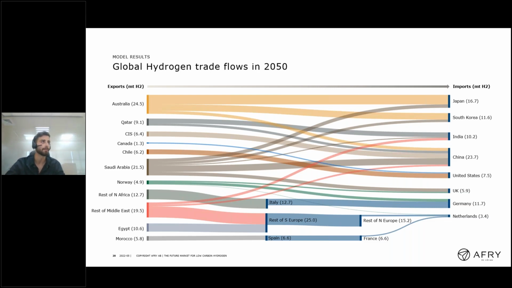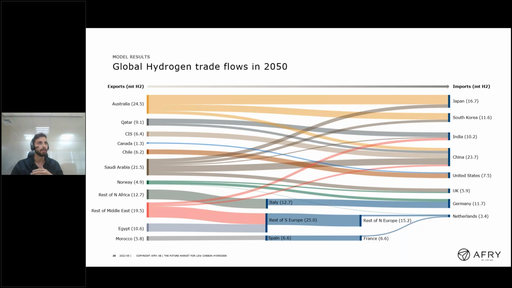And this is evident by looking, for instance, at Australia, which is exporting all of its excess production to Asian markets. The Middle East, including the GCC, is exporting both to Asian markets and to European markets. This is largely due to the geographical positioning of this region, allowing them to compete in both European and Asian markets. Canada and Chile are exporting exclusively to the United States, and regions in North Africa and Norway are exporting exclusively to Europe.